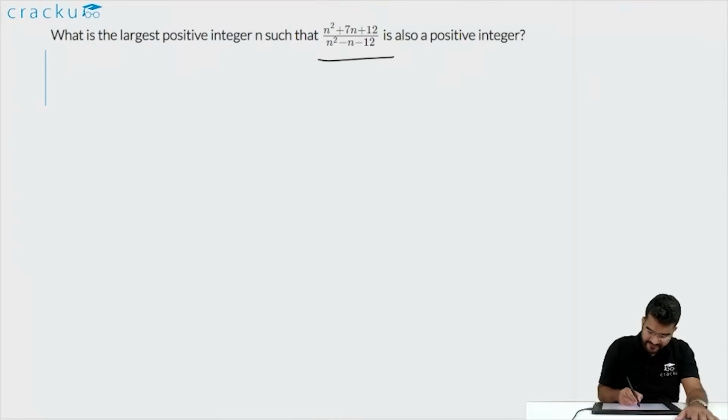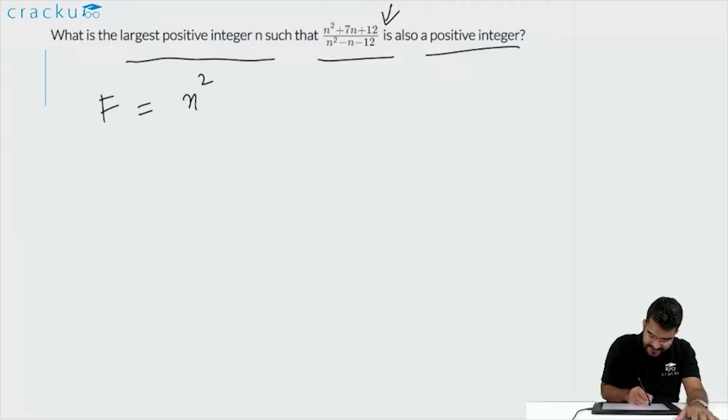In this question, we are given a fraction (n square plus 7n plus 12) by (n square minus n minus 12), and we are required to find out the largest positive integer n for which the given fraction is also a positive integer. So let us assume that the given fraction is f, and this equals (n square plus 7n plus 12) by (n square minus n minus 12).